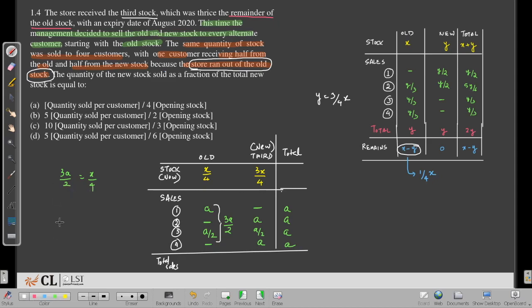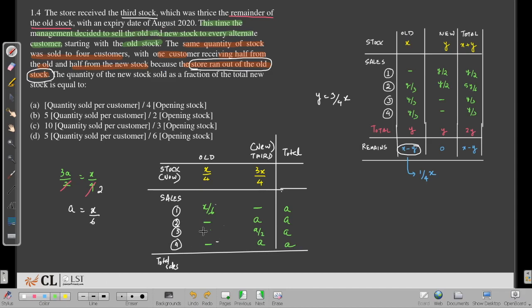Therefore, this can be cancelled, and this will be equal to 2, and therefore what we can write here is that A would be equal to X by 6. And if A would be equal to X by 6, we can change this here and write that information. Therefore, A by 2 would be equal to X by 12.